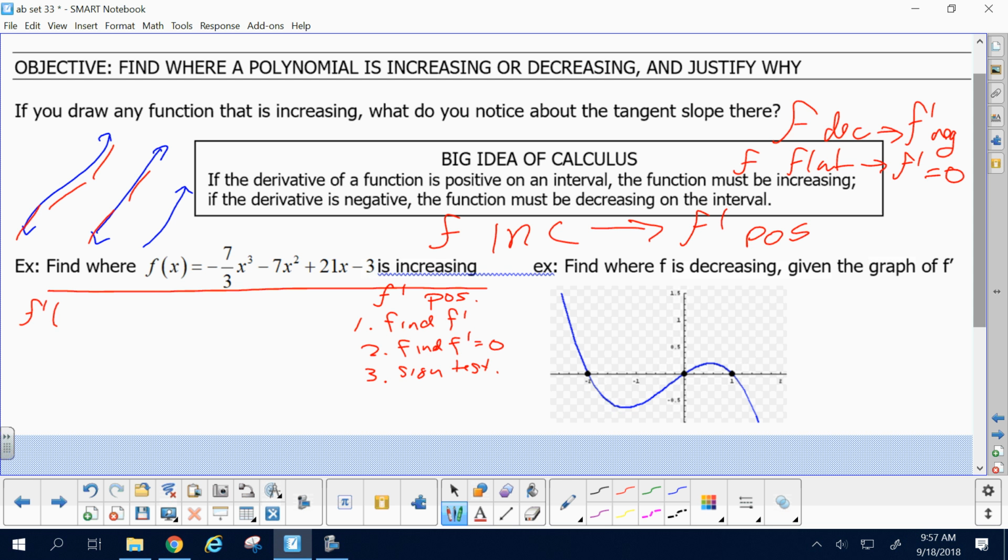What's the derivative? With a good label, f prime. The derivative is negative 7x squared. What else? Minus 14x. What else? Plus 21. All right? So we find the derivative. We set it equal to 0 and solve. So what do you want to do first to solve this baby? Factor out a negative 7.